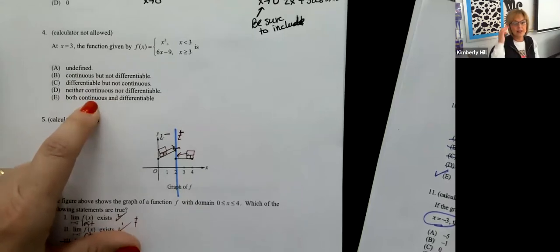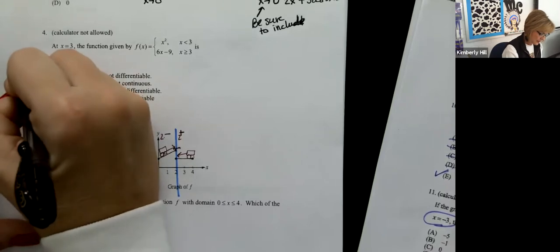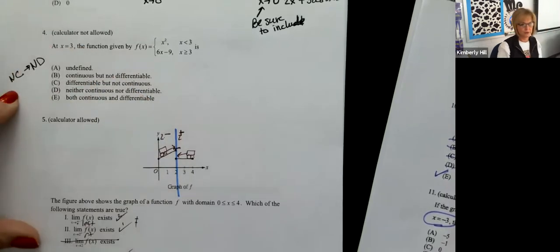So number 4 is a perfect example of how they would ask something about, do you know what it means to be continuous and differentiable? This is how they would ask that. Now remember, not continuous means not differentiable. That's it. That's all we know.